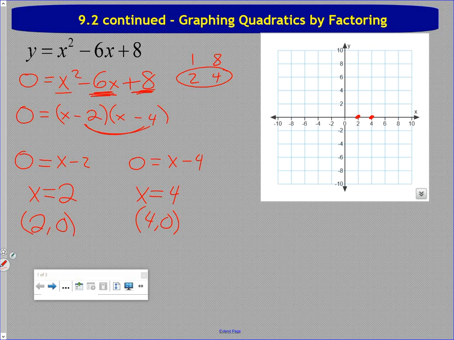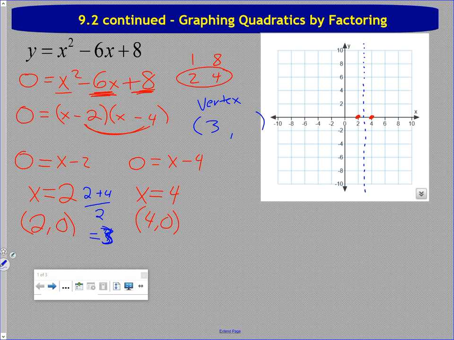Okay, now I need the vertex. Vertex is always located exactly halfway between the two. So I'm just going to add my 2 and my 4 and divide that by 2. That gives me 6 over 2 or 3. So the vertex is at 3, so I know that it's now right in between these two, but I don't know where at on the axis of symmetry.